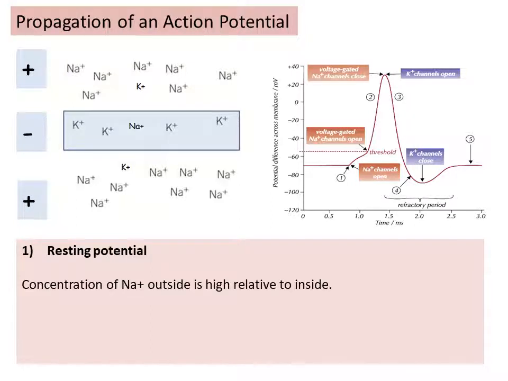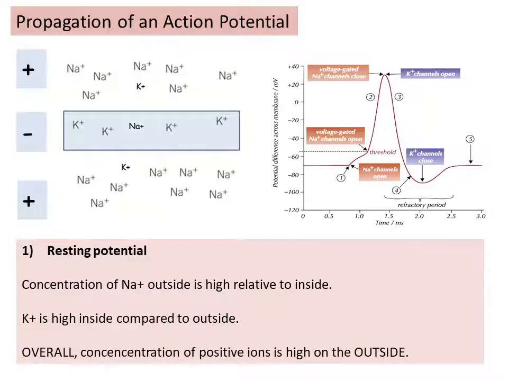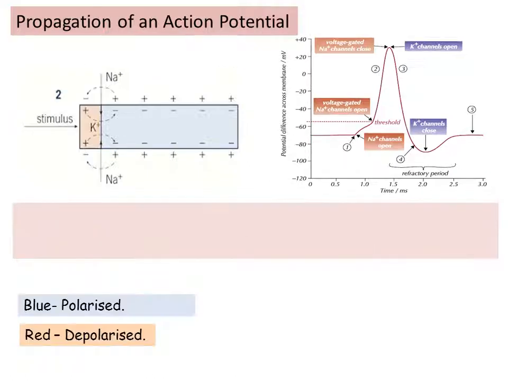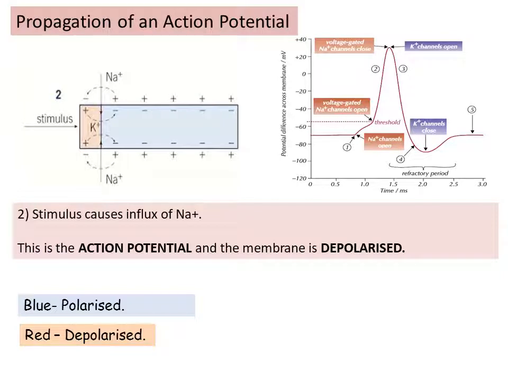So the resting potential is caused when the concentration of sodium ions is high on the outside relative to the inside, and the potassium is high on the inside compared to the outside, but we still have an overall positive charge on the outside. The stimulus causes the sodium ions to move in, and this generates the action potential. At the point where the action potential is happening, the membrane is depolarized. In the diagram, the blue area is the polarized region, and the orangey red area is the depolarized region.